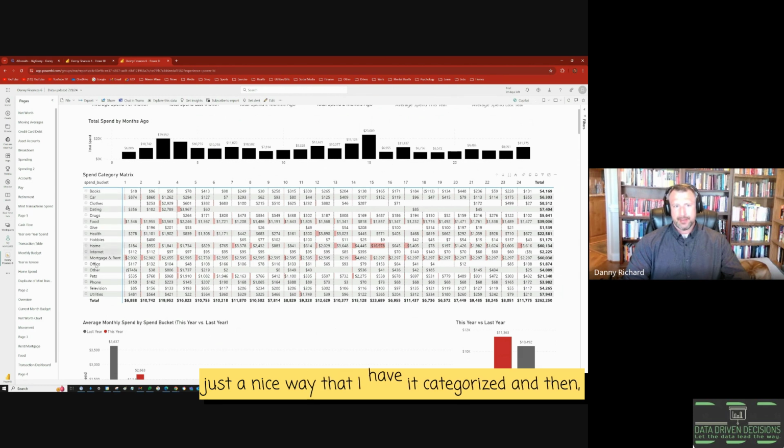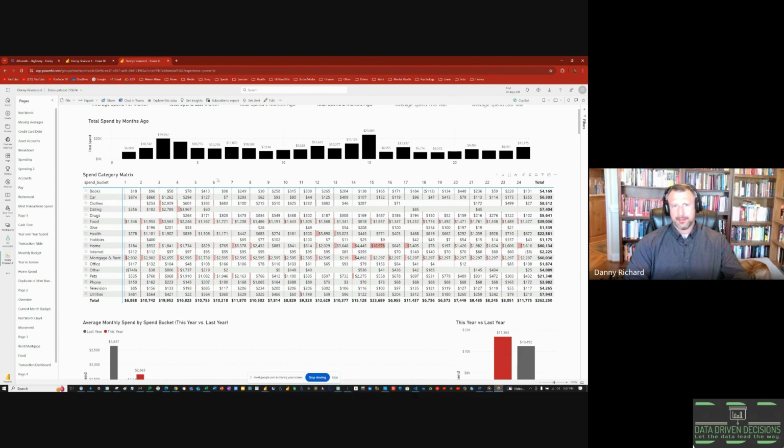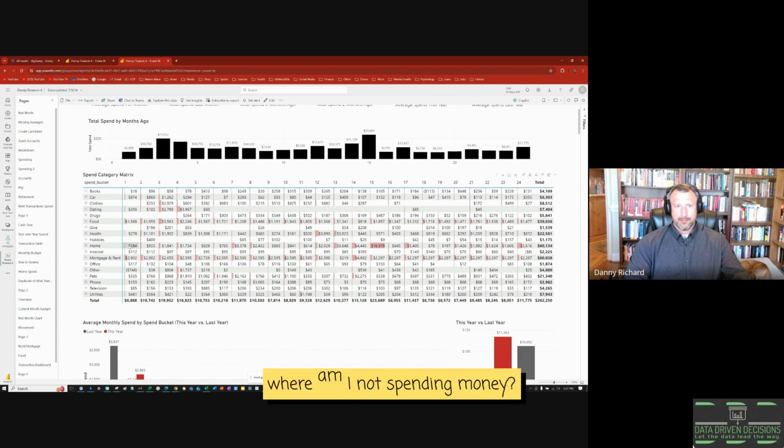Just a nice way that I have it categorized, and then it's pivoted by months ago. So looking at most recent, this is a low month. Where am I not spending money? I'm still spending the same money on car.